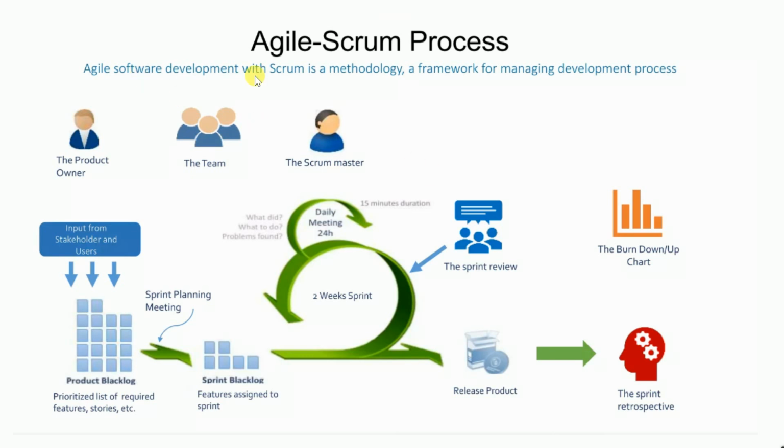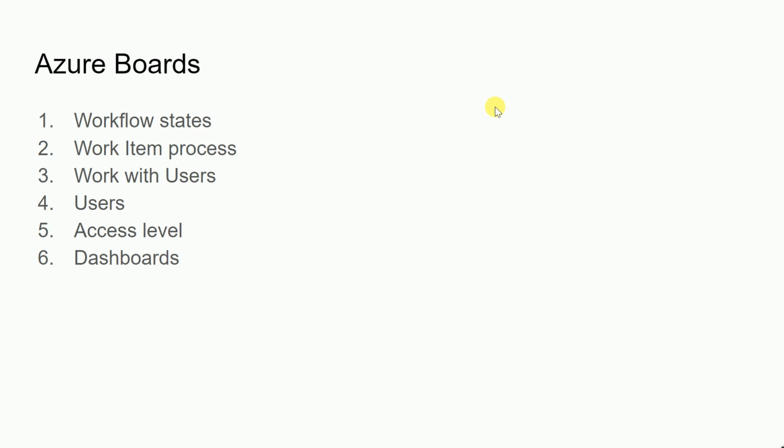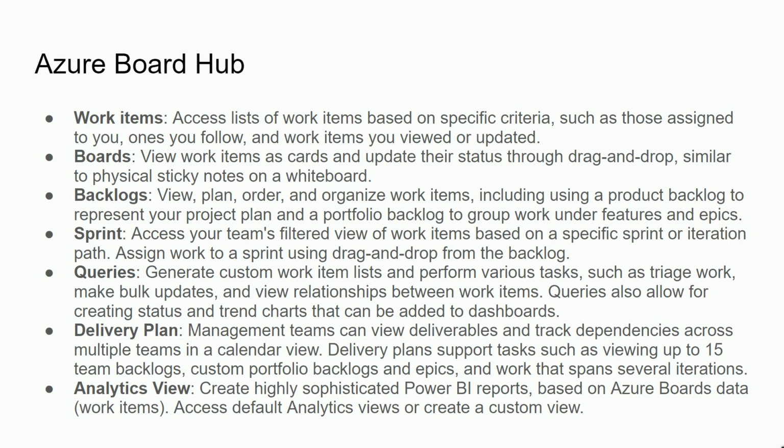So agile software development is a scrum methodology framework for managing the development process. Now let's come to the main point, Azure Boards. First we'll show what workflow states are, what a work item process is, working with users, access levels, and dashboards. So let's start with the Azure Boards hub.